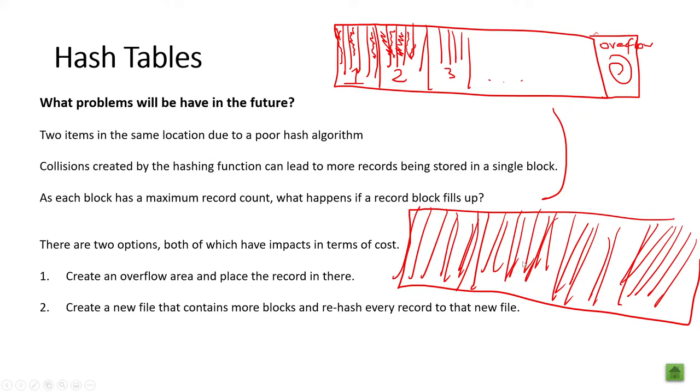I can basically spread it out more. This second one is the more time-consuming option. The first one is normally what we do. The better your hashing algorithm is, the less collisions that we have.